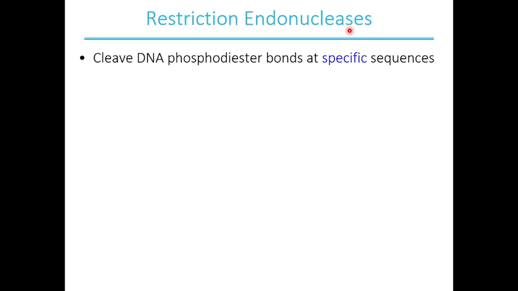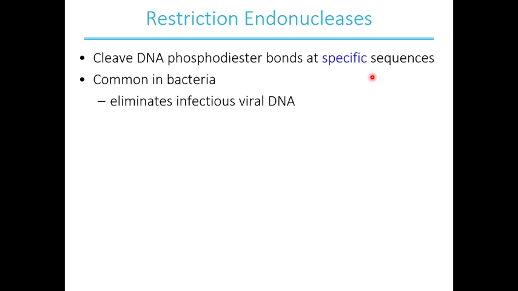Restriction endonucleases recognize and cleave DNA phosphodiester bonds at specific sequences. They're common in bacteria. One of the reasons why bacteria have them is to eliminate infectious viral DNA, because bacteria express these enzymes to recognize specific DNA sequences in viral DNA. Cutting phosphodiester bonds at specific sequences removes infectious viral DNA in bacteria.